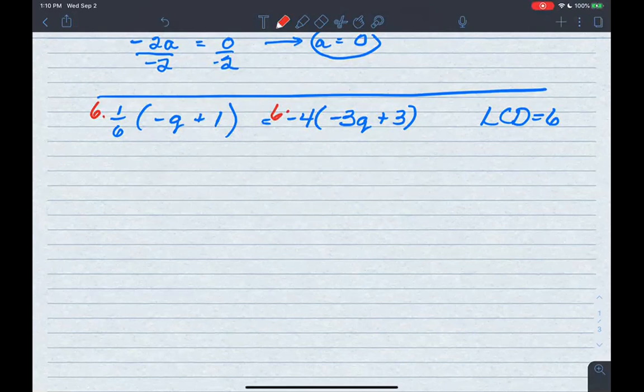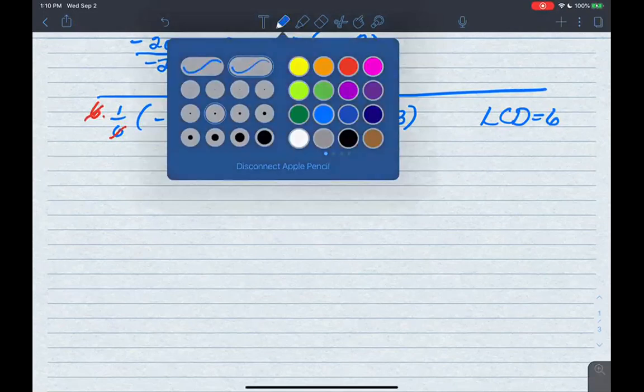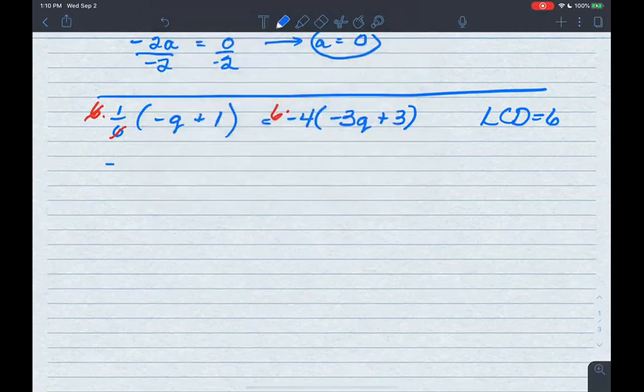Notice that the left and right-hand sides, each in this form, only have one term because there are parentheses and we've got multiplication. So my 6's cancel. Nothing cancels over here. So I'm just going to write down my next step, and I've got 1 times (-Q plus 1), but we know 1 times anything is just that thing. And then on the right-hand side, 6 times -4 is -24 times (-3Q plus 3).